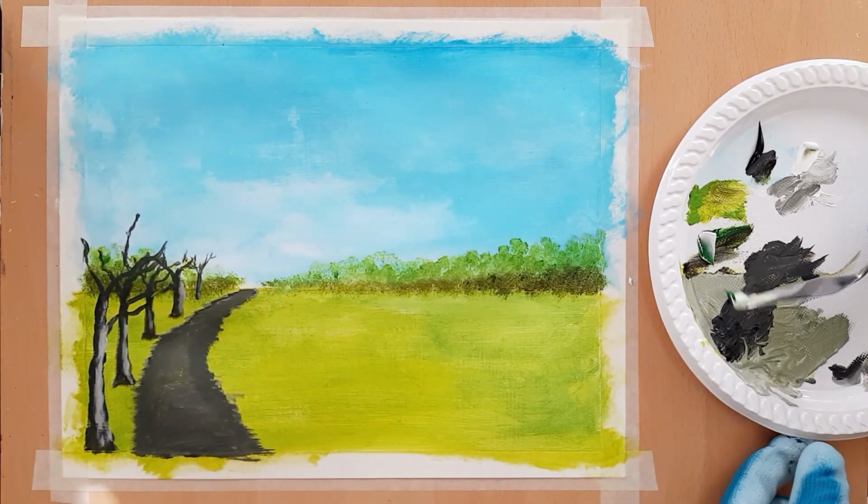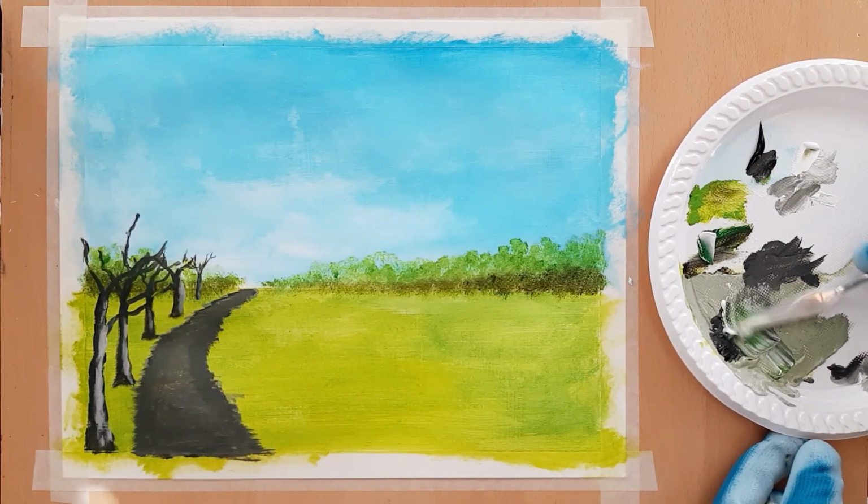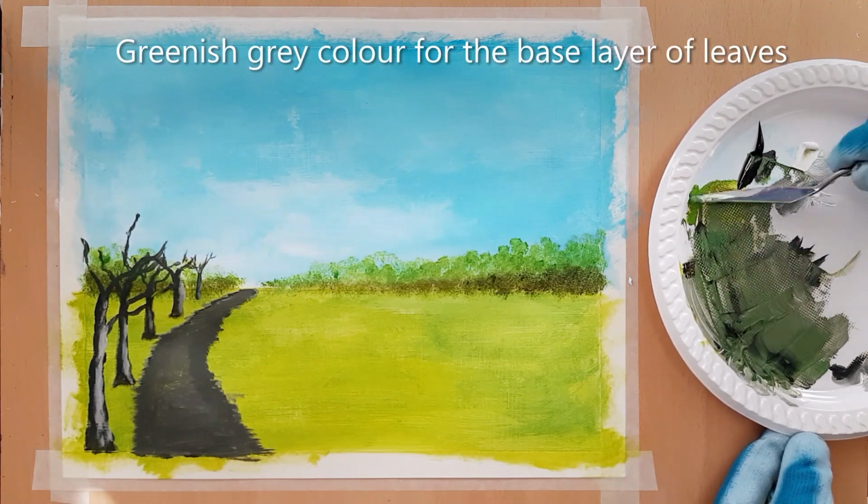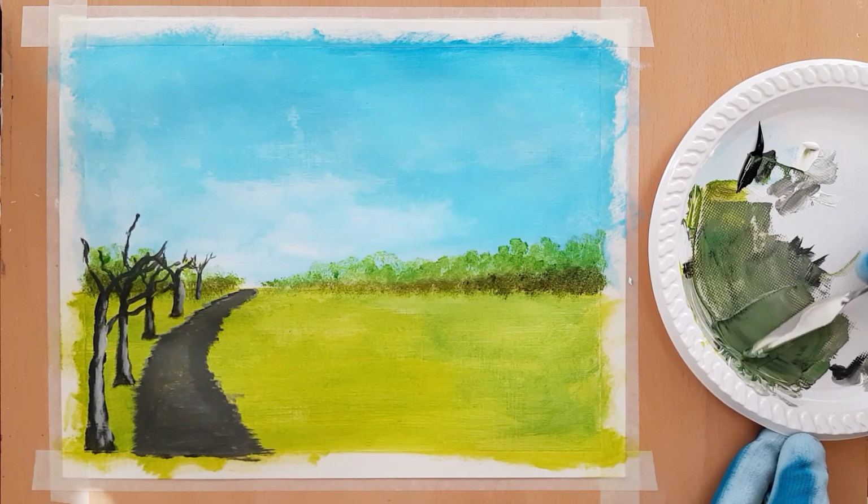Now it's time for the base layer of leaves. Mix all the colors on the palette to create a greenish grey shade and apply this over the branches using a sponge.